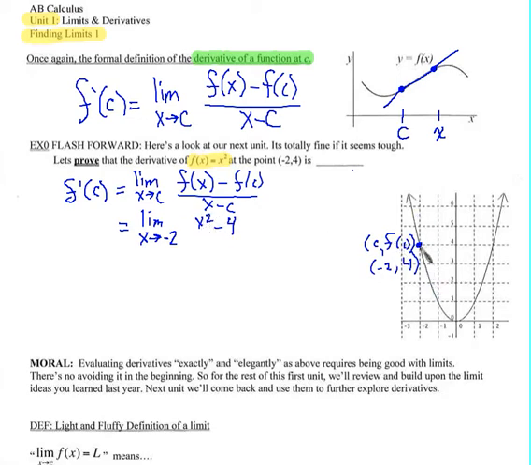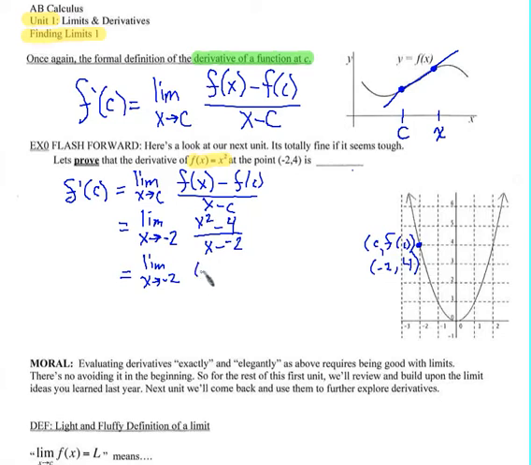The y value of my first point is 4, and then we're dividing this by the x value of that second point, which is x, minus the x value of the first point, which is -2. So minus -2. And now you should be having a flashback to pre-calculus. So we're just simply doing a limit.